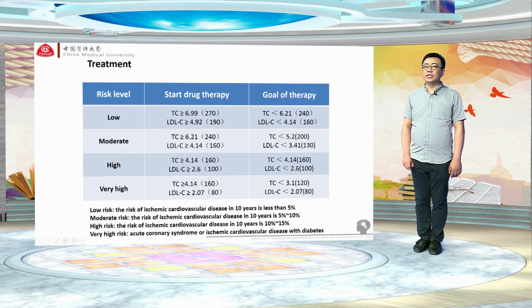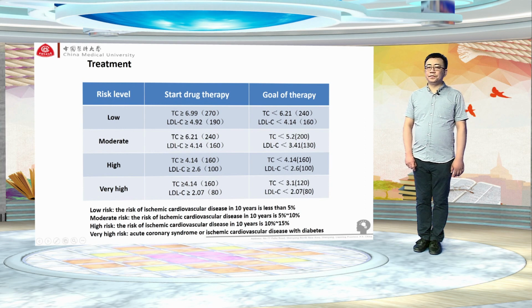And for moderate risk, total cholesterol is over 6.21, low density lipoprotein cholesterol is over 4.14. And for patients with high risk, the total cholesterol is over 4.14 or low density lipoprotein is over 2.6, we should start drug therapy. And for very high risk, the total cholesterol level is over 4.14 or the low density lipoprotein level is over 2.07, we should start drug therapy.